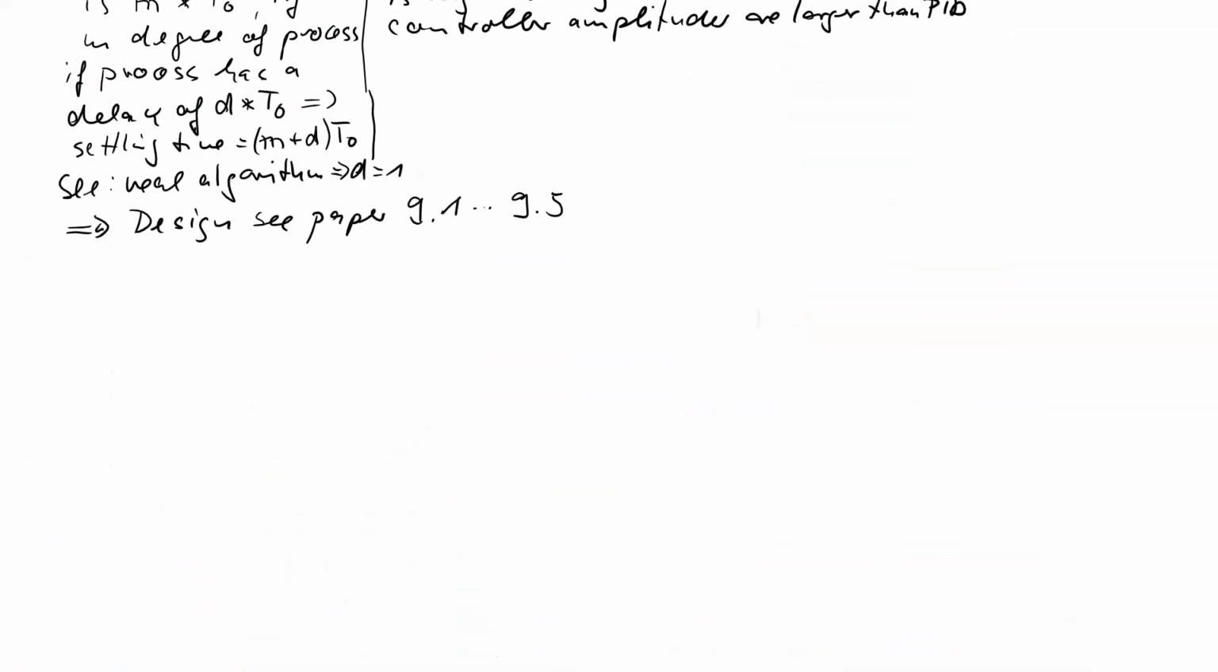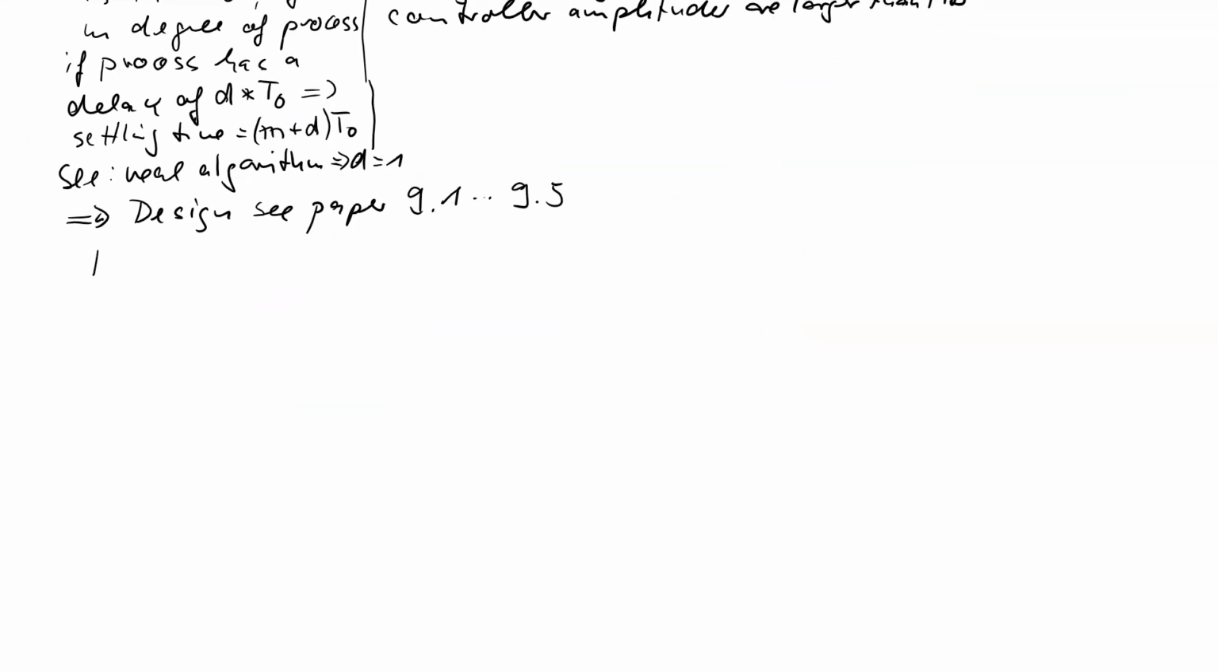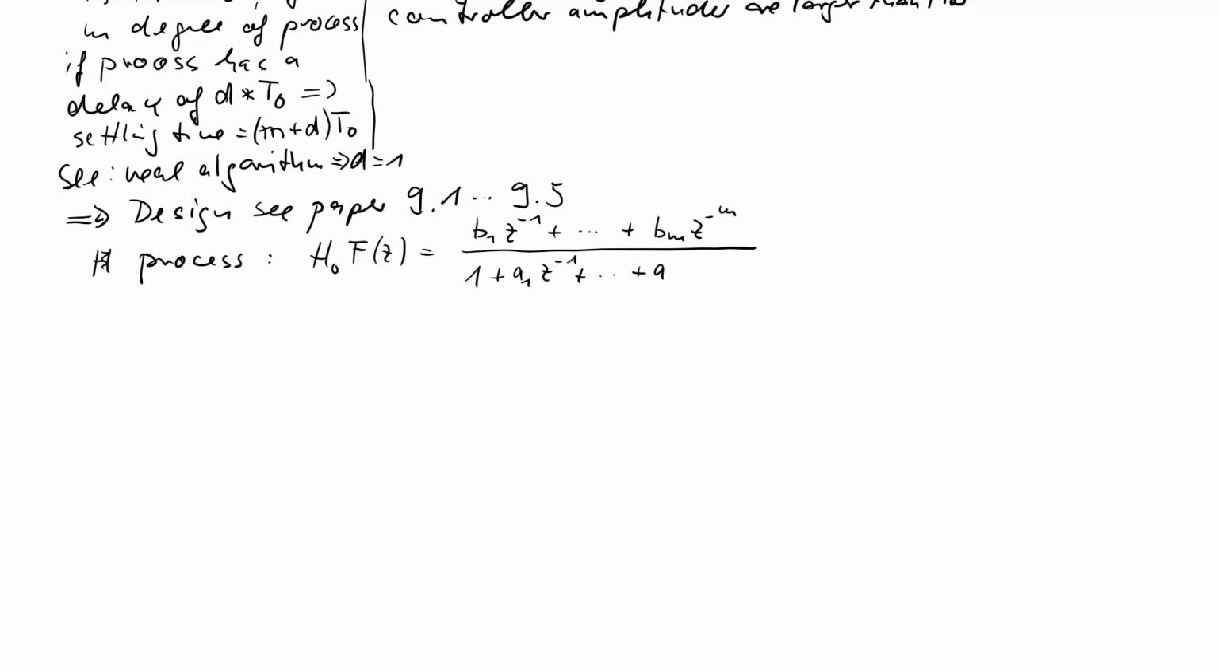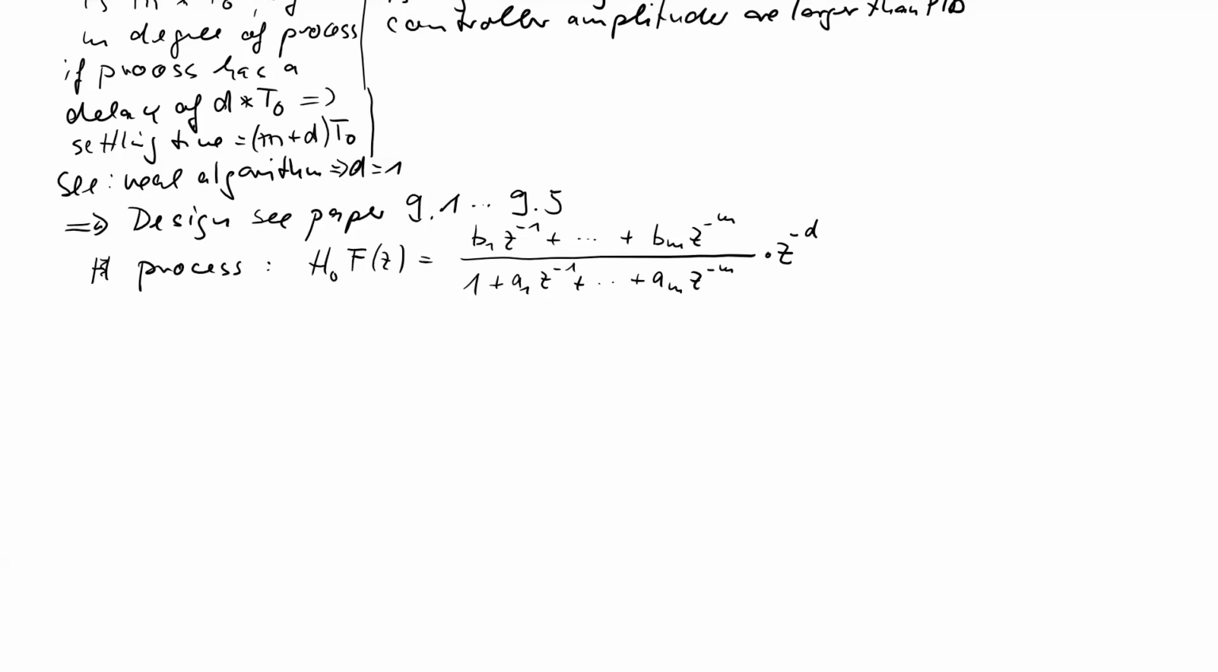Yeah, let's write down the simple design rules for a deadbeat controller. The process must be described in the step response invariant filter version. We have seen this is a function with b1 z to the power of -1 plus and so on plus bm z to the power of -m divided by 1 plus a1 z to the power of -1 plus and so on plus am z to the power of -m. And let's assume that there is a delay in the process. D must be an integer number. So the process function can have a delay, but this delay must be an integer number of the sampling time.